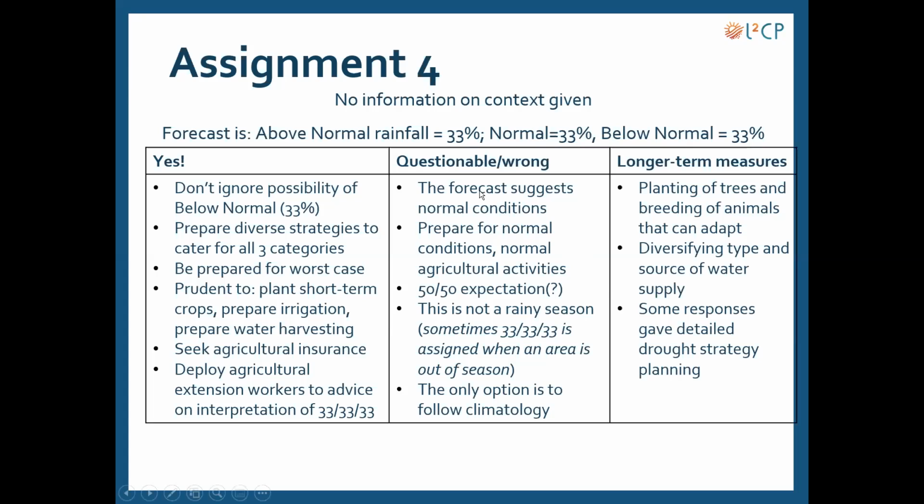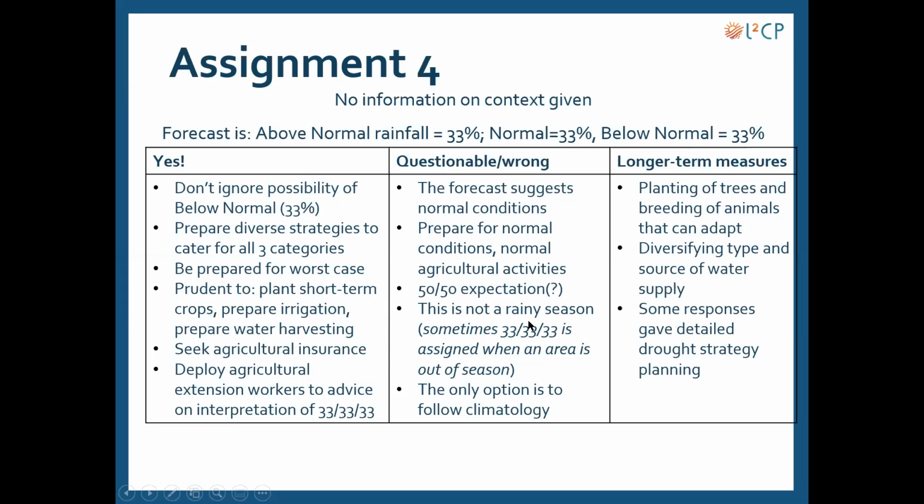The ones that are quite often stated, but I personally think is not really good advice, is, prepare for normal conditions. Because normal is the middle category. Okay? It kind of excludes below normal and above normal. And actually, they're all equally likely to happen. So to say prepare for normal conditions could be misleading. It's not really what the forecast says.